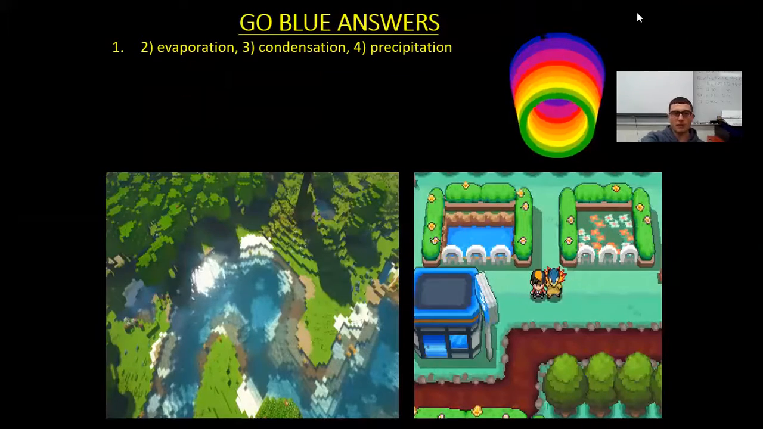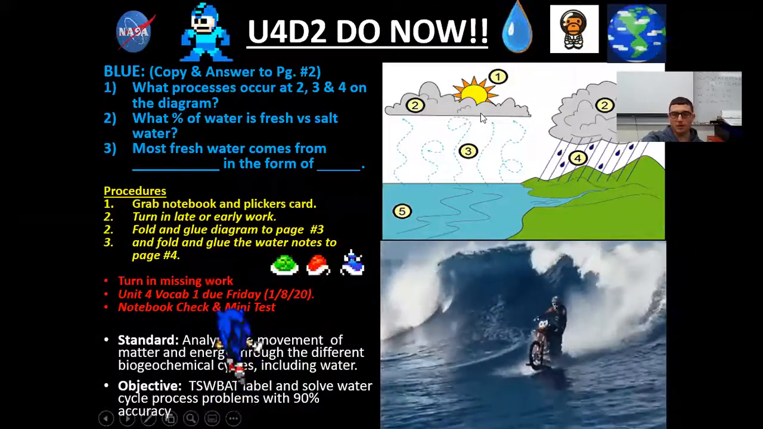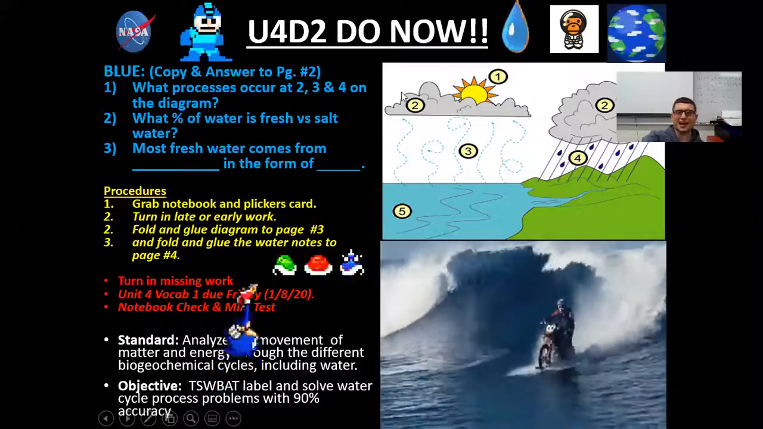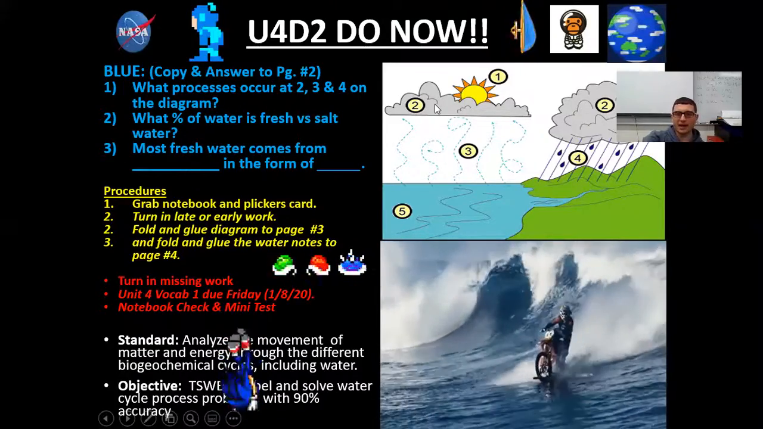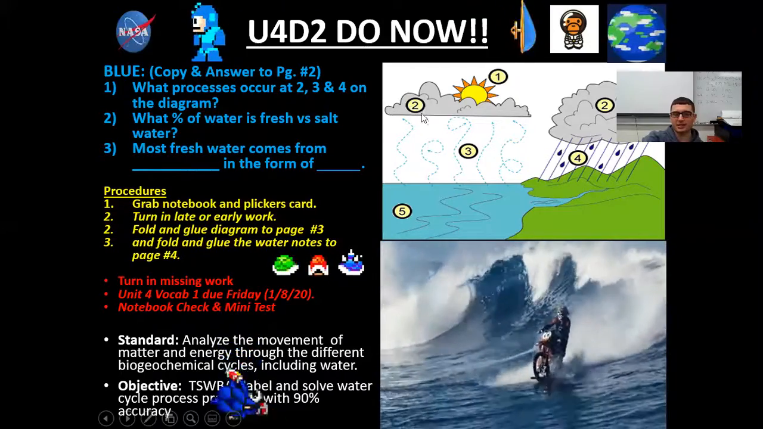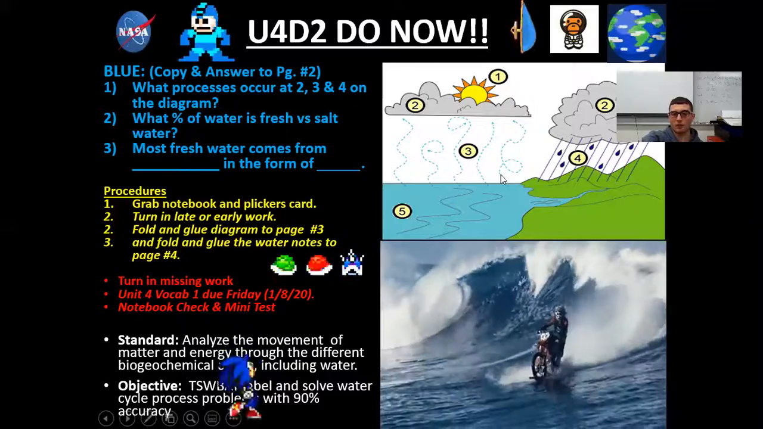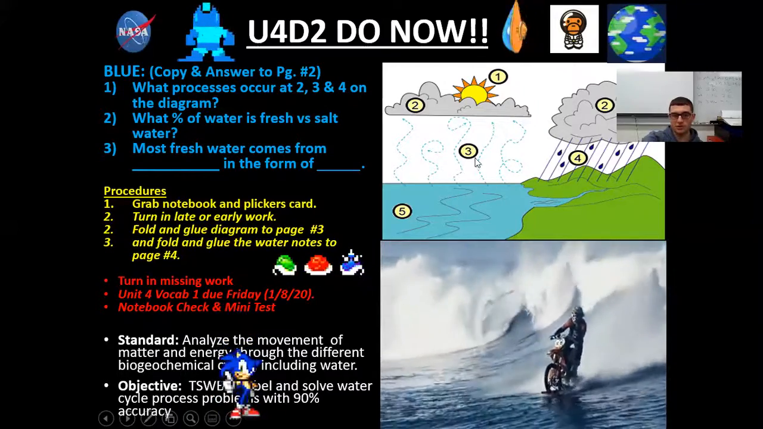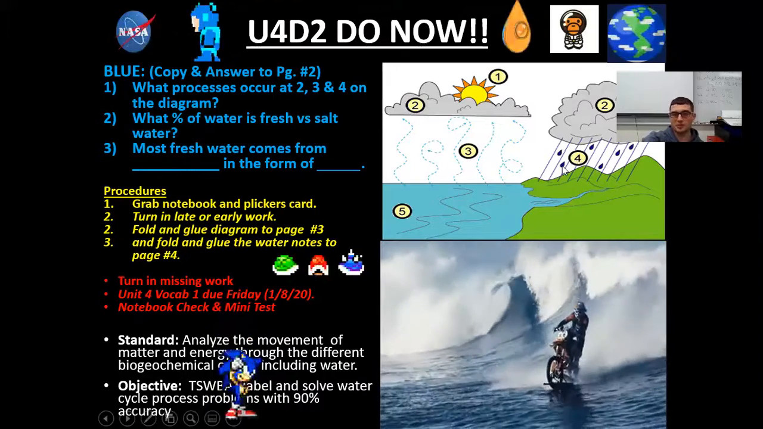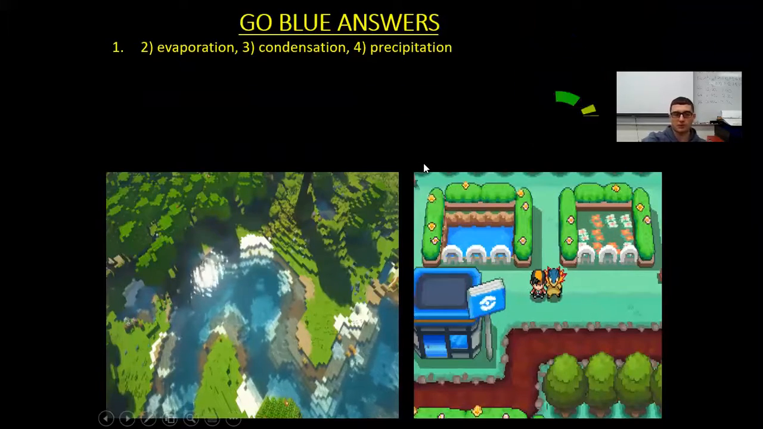Number one, stage 2 up here is, well, not 2. Okay, let's see, 2 is going to be condensation. Again, water is condensing into a cloud. 3 is going to be evaporation, where liquid water turns into a gas, also known as water vapor. And 4 is going to be rain, also known as precipitation. So those are your answers for number 1, stages 2, 3, and 4.